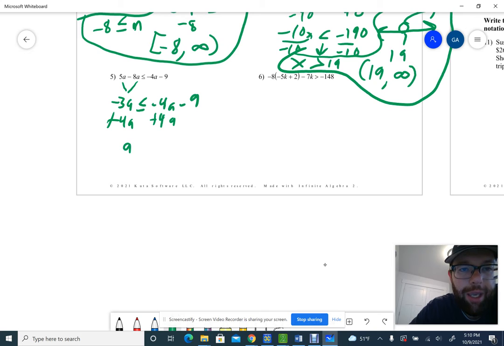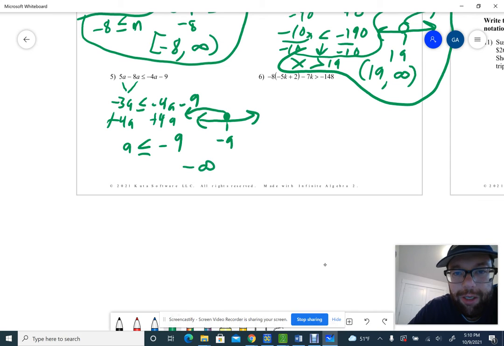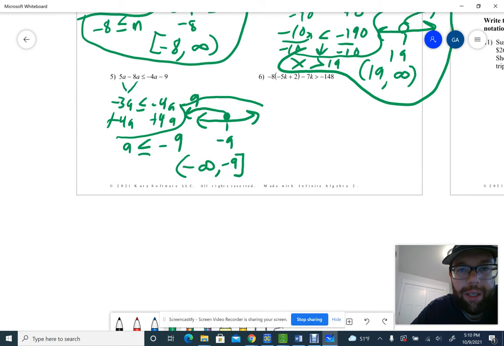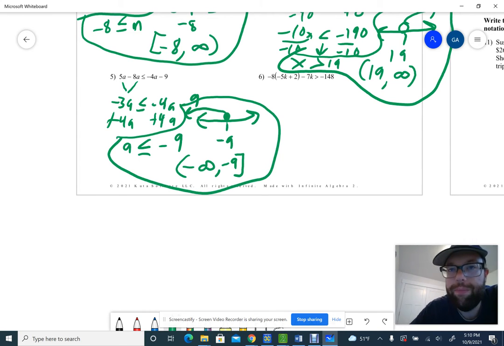So that gives me a is less than or equal to negative 9, and a is by itself, so I'm done. So graph it, negative 9, there'd be a closed circle, it's eating the numbers, it's going to go to the left. So it'd be negative infinity to negative 9, with a bracket on the 9, and a parenthesis on the infinity. And that would be your answers.